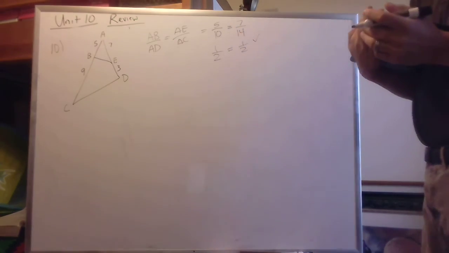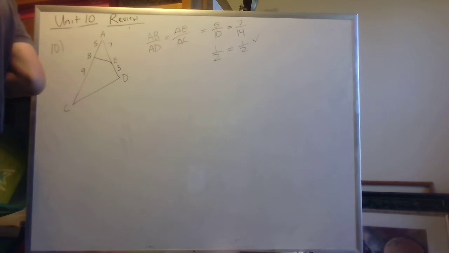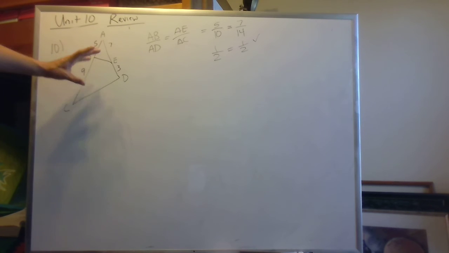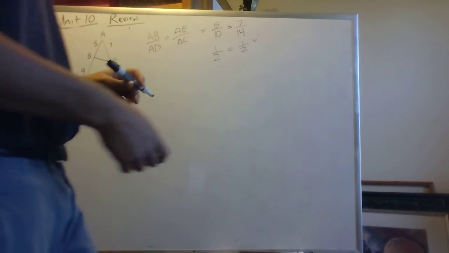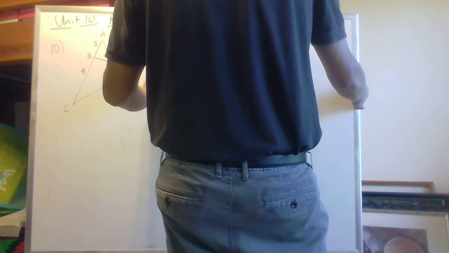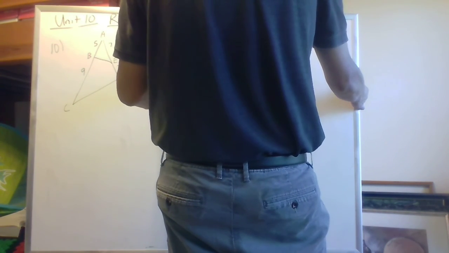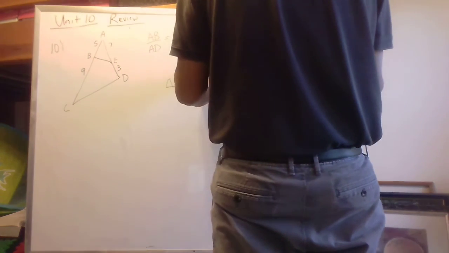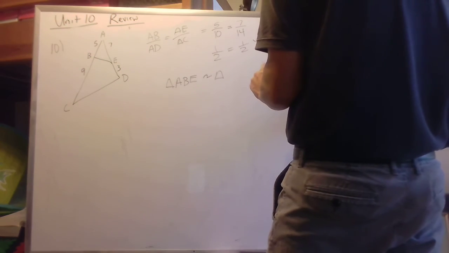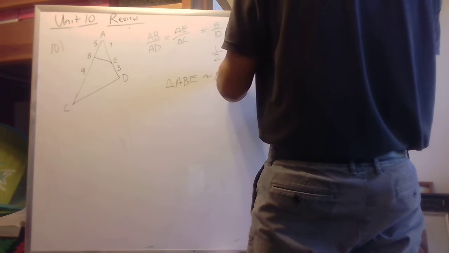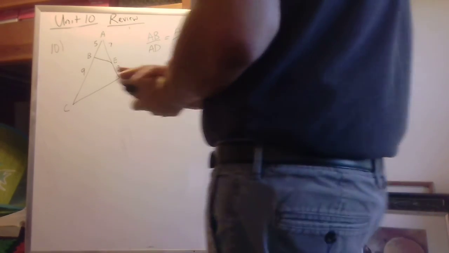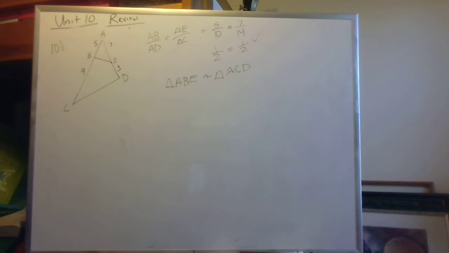So I was incorrect. I should have looked at the proportions to see if they were similar. The only reason I said it was not similar is because I was just looking at my hand drawing of the shape, and it just didn't look the same. But I guess if you were to rotate this top triangle, it would have equaled out. So we could say the similarity statement is triangle ABE is similar to triangle ACD.